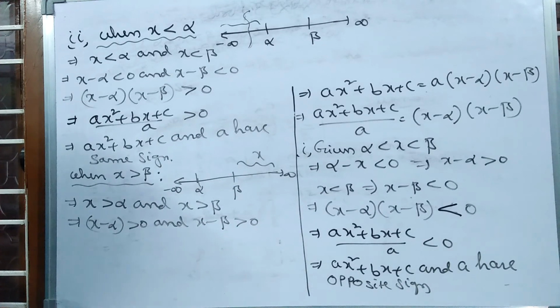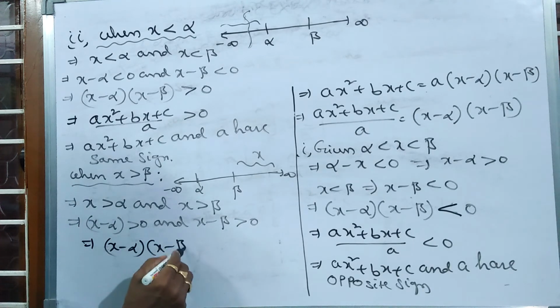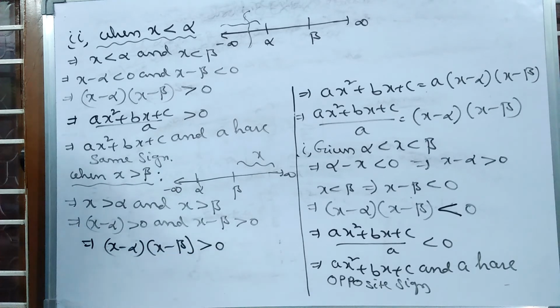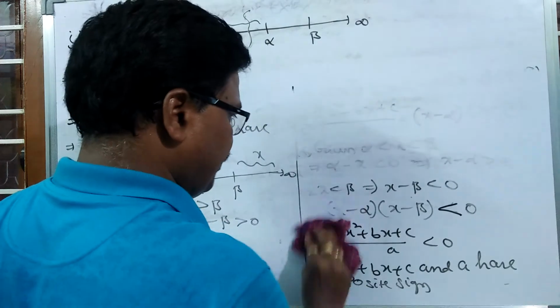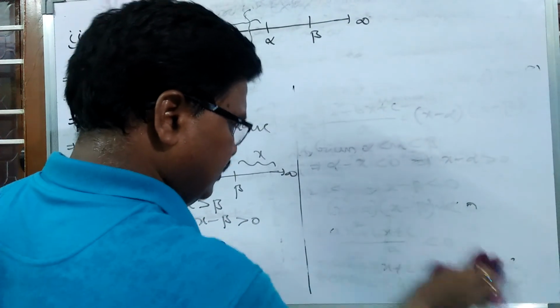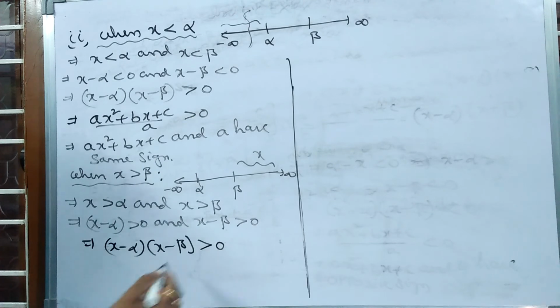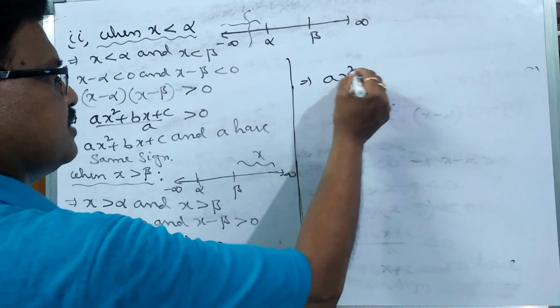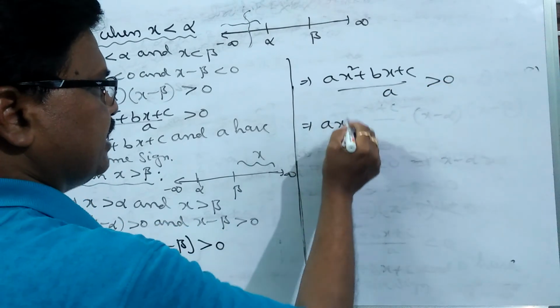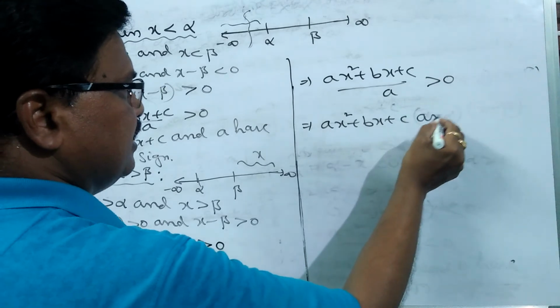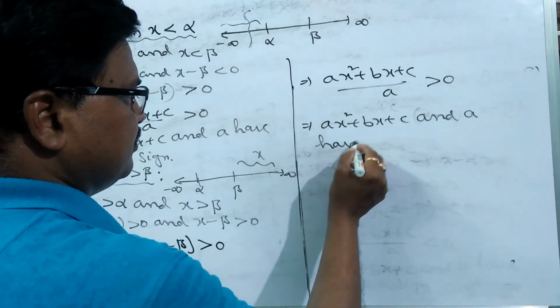So here, x minus alpha is positive, x minus beta is also positive. That means the product is also positive. X minus alpha into x minus beta is greater than 0. And x minus alpha into x minus beta is nothing but ax square plus bx plus c by a. So this is greater than 0. So this implies ax square plus bx plus c and a have the same sign.